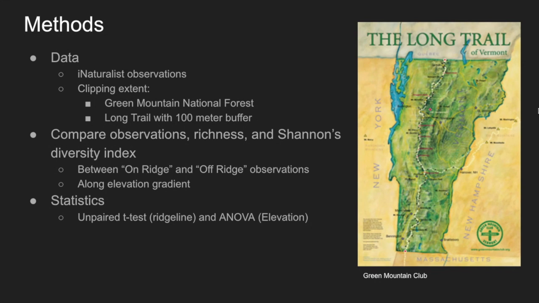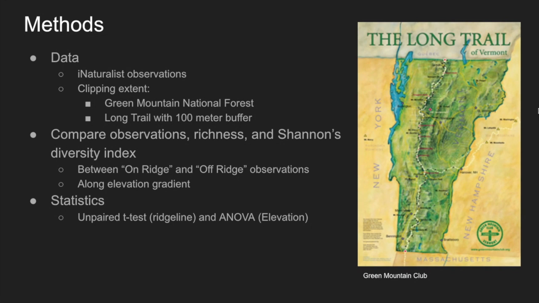The data was manually split into two feature classes: the points where mammals were observed on ridgelines and the points where mammals were observed off of ridgelines. The elevation analysis yielded over 300 observations, and these were then grouped into 100-meter elevation intervals from 200 meters to 1,000 meters.